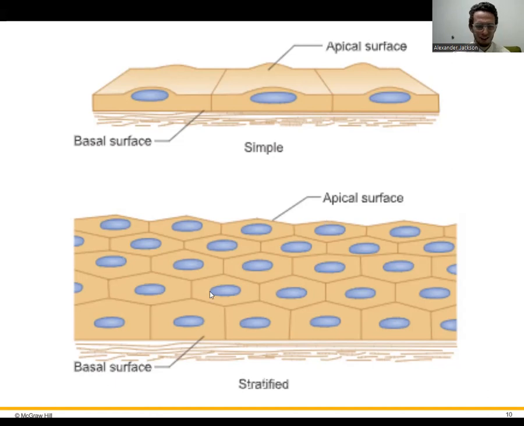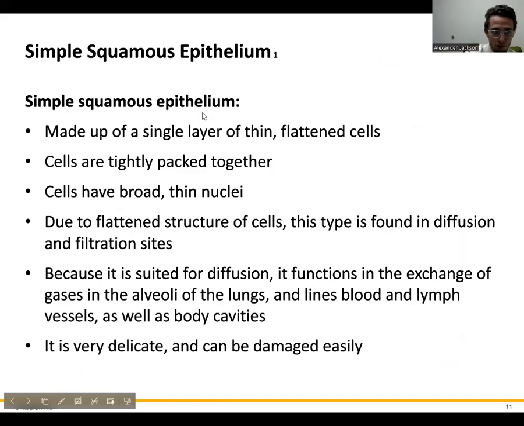Okay, so this is kind of how you need to think of epithelial tissue. There's a bottom, and then there's a top part. And depending on where the cells are at, they're going to do different things, whether they're near the basement or near the apical surface, excuse me. Okay, so let's talk about each one. Simple squamous we just went through.